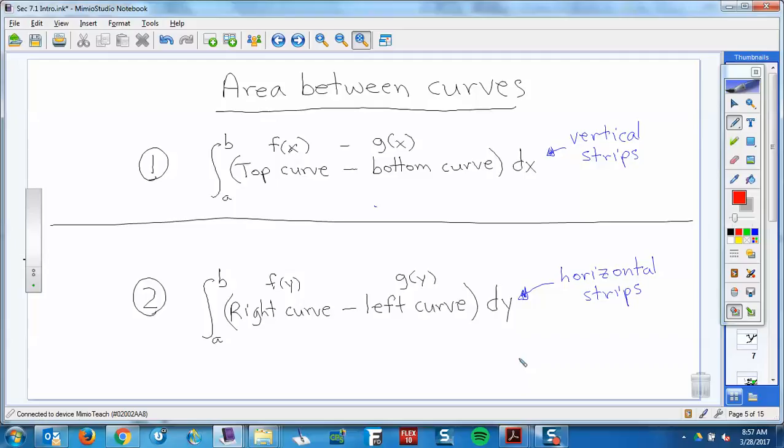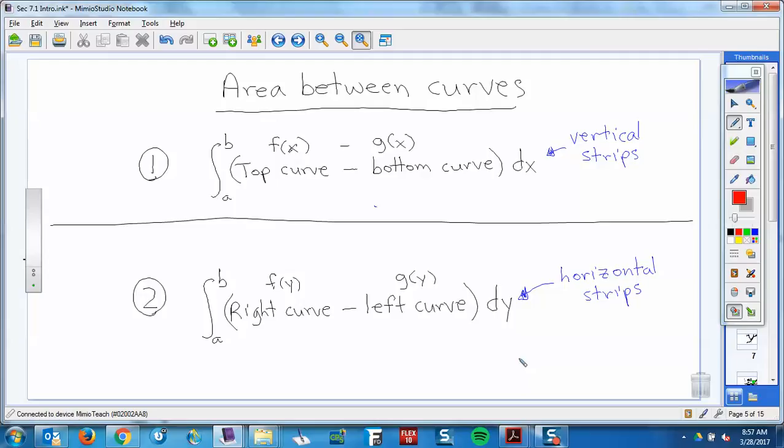So you've got to remember it's right minus left, because again we want it to be positive. So we take the right x coordinate minus the left x coordinate. But it's going to be x equals some function of y, like x equals square root of y, or x equals y cubed, whatever. That's what we call f of y and g of y, because they're in terms of y.